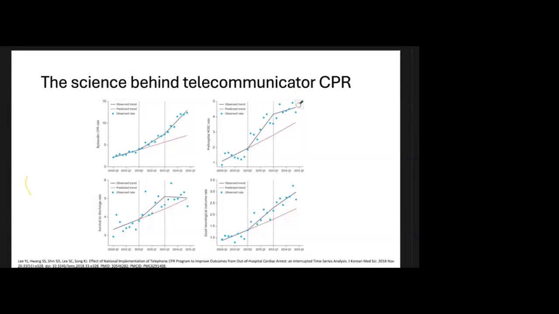Granted, they started at 2.9% bystander CPR and went up to 10.3%, but still, over the course of a couple of years, that's a pretty impressive improvement. And then their survival to discharge went from 3.5 to 5%, and good neurological outcome from 1 to 2.6%. So basically, telecommunicator CPR is an awesome tool, and it works.